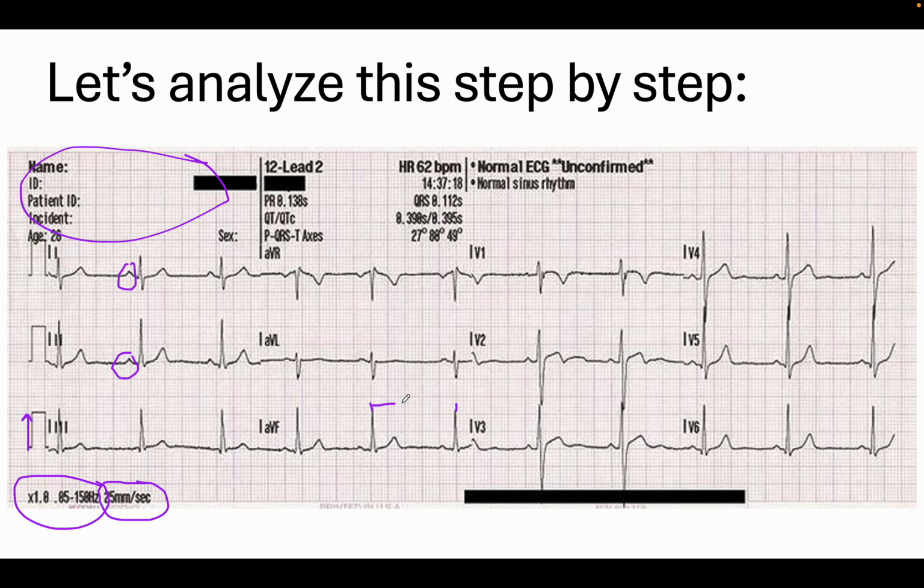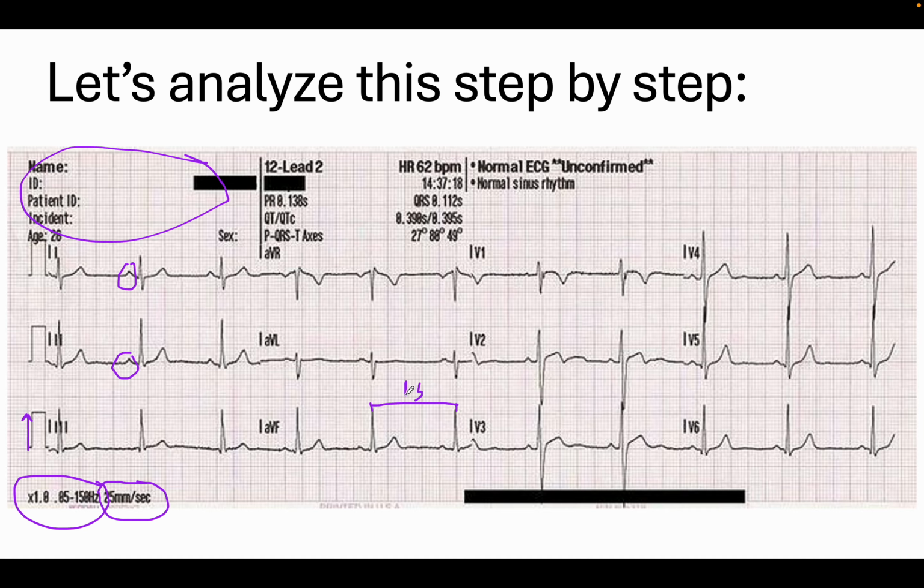So the R to R interval is this area here, and essentially you count the number of small boxes. So I can say there's 5, 10, 15, 20, 25. So there's 25 small boxes. I know that each small box is worth 0.04 seconds. So I just grab a calculator, type 25 times 0.04. So I know that each R to R interval is 1 second.